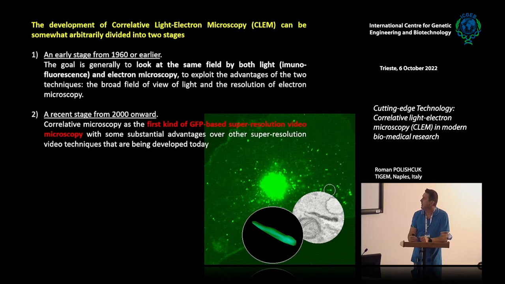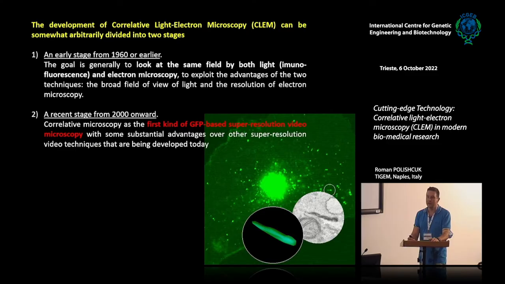So if we look back in time, correlative light electron microscopy, or CLEM, could be divided into two periods or two stages. One is from the 60s or even earlier, when people were correlating things by looking at the same field using a light microscope and then an electron microscope, because there is an opportunity to make a thin section. Semi-thin sections from a resin block, look at the structure of the field using a light microscope, see overall features, and then exactly from the same area make an ultrathin section, take it to the electron microscope and see how things are organized there. And certain research benefited from this opportunity.